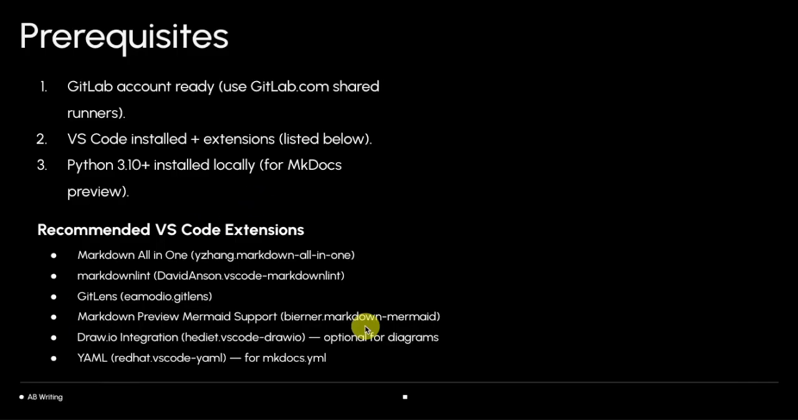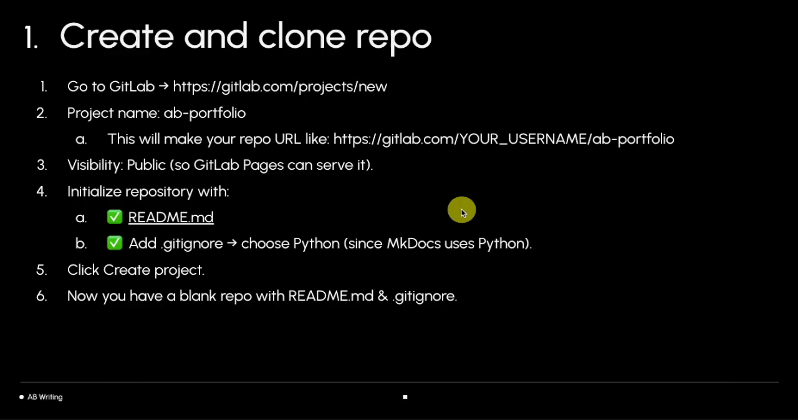So once you are all set with prerequisites, we can get started. So step one, we are going to create and clone a repo. Let me clarify what it means. Repo stands for repository. That is where all our files are going to be stored, whether it is content, images, or any other configuration files. Everything is going to be stored in a single repo.